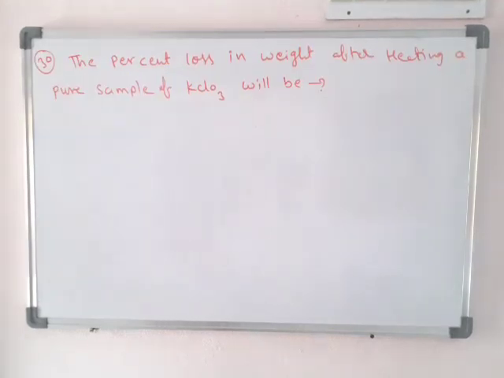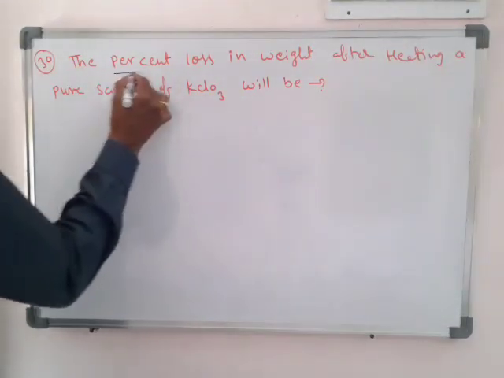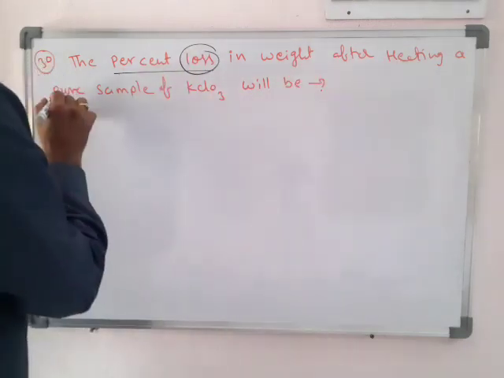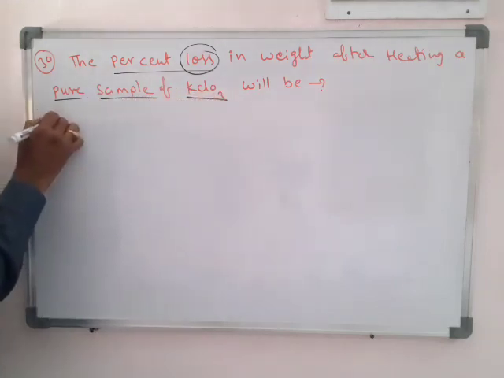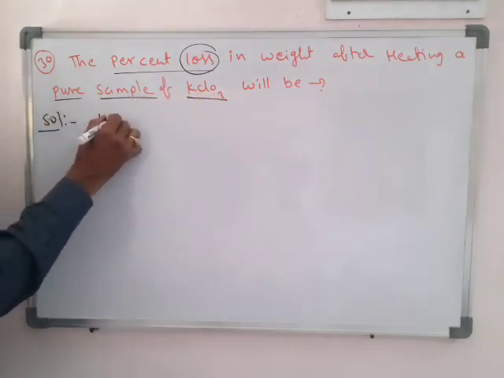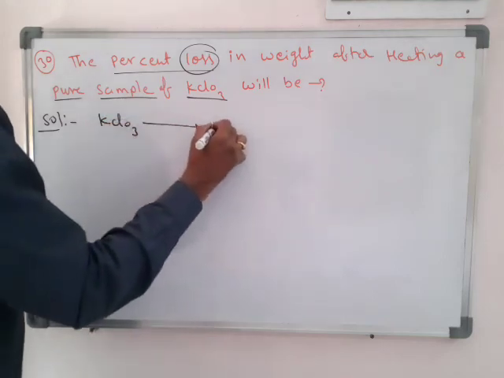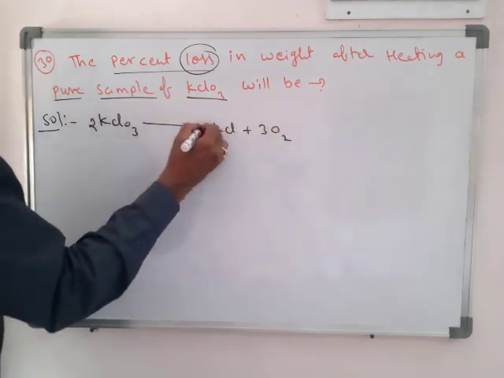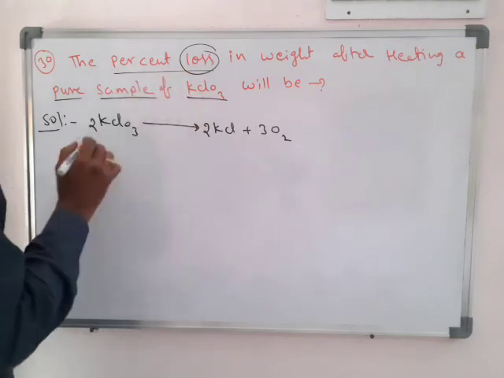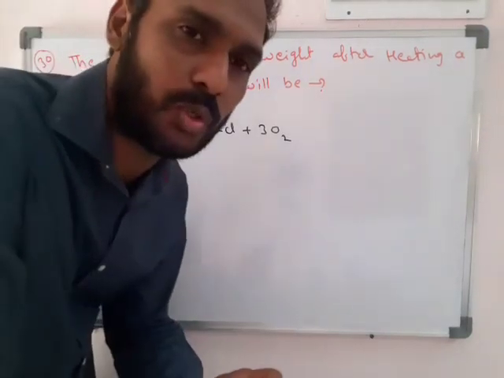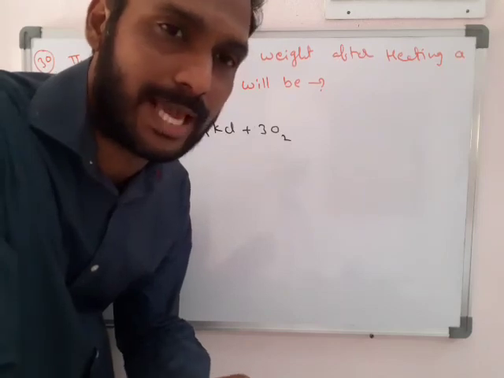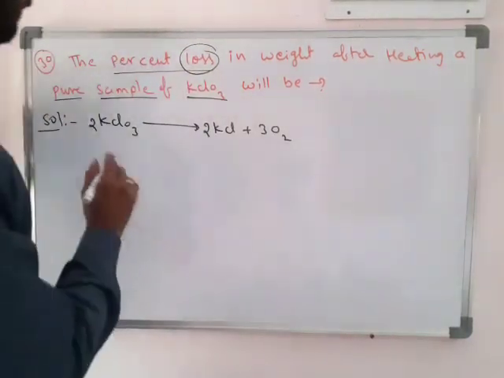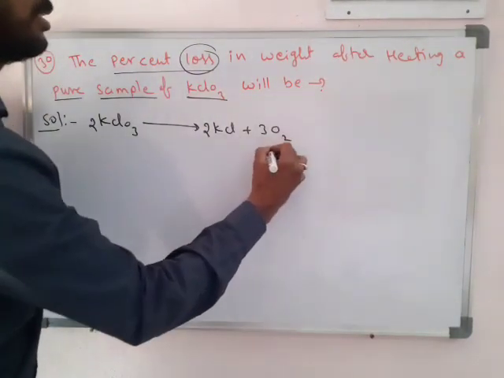So see the last one. To find the percent loss, we have to find the loss in weight after heating a pure sample of KClO3. We know the decomposition of potassium chlorate: KCl and O2. So we have to find the loss in weight. Actually there is no loss in weight during a reaction according to the law of conservation of mass. So why is it given? Actually the potassium chloride is solid, and this is a gas.